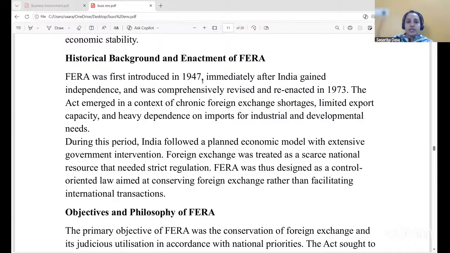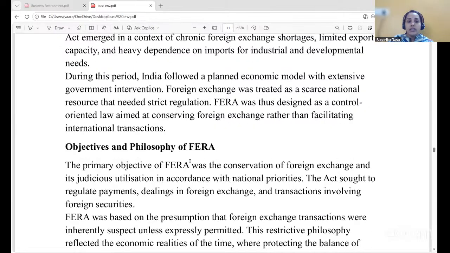FERA was first introduced in 1947, immediately after India gained independence, and it was comprehensively revised and reenacted in the year 1973. The act emerged in a context of chronic foreign exchange shortages, limited export capacity, and heavy dependence on imports for industrial and developmental needs. So this FERA was introduced in this particular year and reenacted. The main concept of introducing FERA was to increase exports and reduce dependence on imports for industrial and developmental needs.